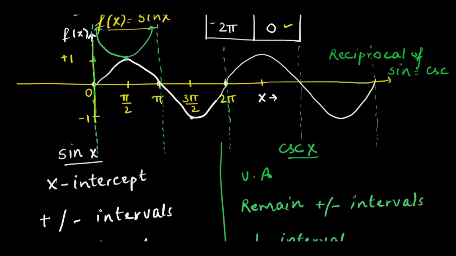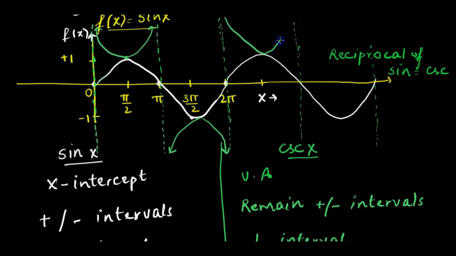Next we have is when white is under the x-axis, green will also come under x-axis. However, decreasing white becomes increasing green. Increasing white becomes decreasing green. Similarly here, increasing white becomes decreasing green and decreasing white becomes increasing green. Here as well, decreasing white becomes increasing green and increasing white becomes decreasing green. Meeting point is 1 and -1 because reciprocal of -1 is -1 and reciprocal of +1 is +1. So cosecant x graph is represented with green color, whereas sine x graph is represented with white color.